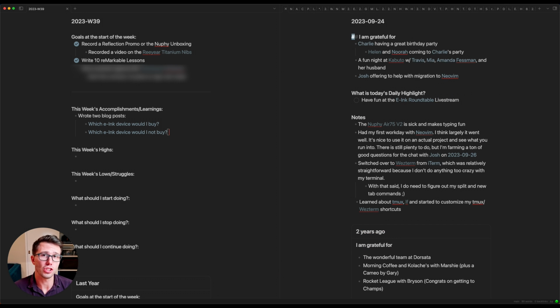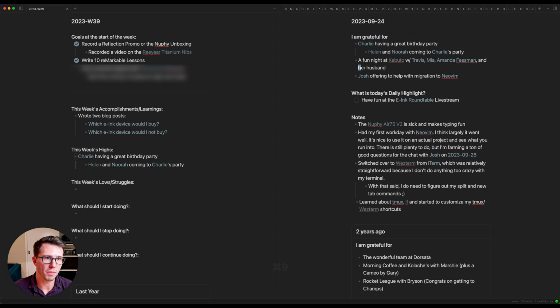These are notes that I start with at the beginning of each day. I set three things that I'm grateful for, and then one daily highlight that if I accomplished, we would consider today a success. And then as the day goes on, I add any notes that I think are interesting or notable. This past week was Charlie's birthday, and we did a really great birthday party for her. So that would be a high. And actually, let's just copy it straight from here. And then I'll just jump back over here.